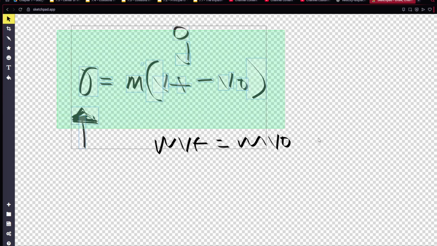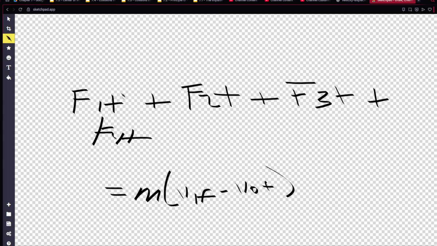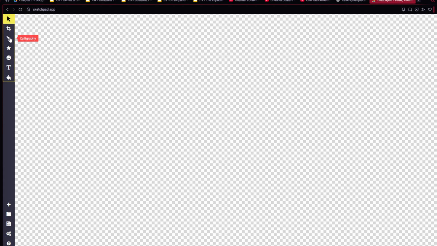And again, you can expand this however much you want. Let's say we have impulse 1, so F1t plus F2t plus F3t plus F4t and so forth. It's just the sum of linear momenta, so it's going to be m1(v1f minus v1o) and so on. If this is all equal to 0, then all these terms must be 0. In other words, the sum of linear momenta will always be conserved before and after the collision.